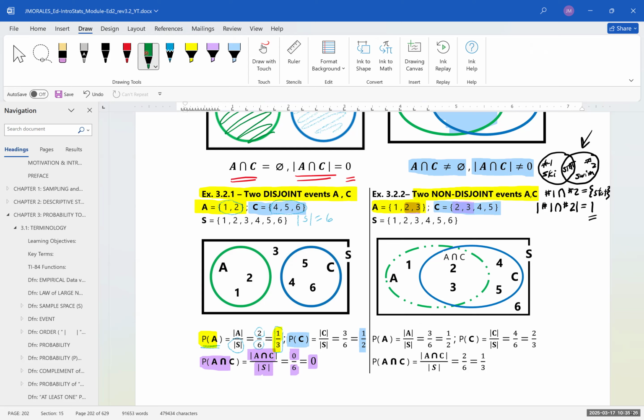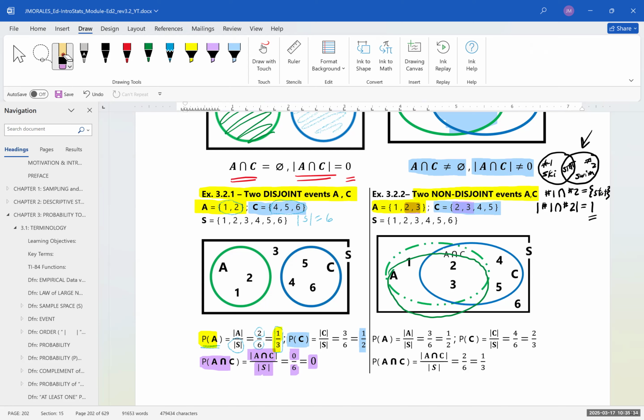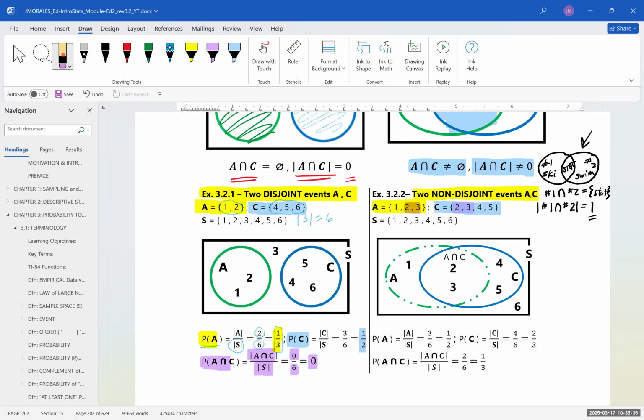So in green, we have event A, which includes outcomes 1, 2, and 3. And C is defined to include outcomes 2, 3, 4, and 5. And what is in the intersection of A and C? It's 2 and 3. So you can see that 2 and 3 are in that region of space where the two events overlap.